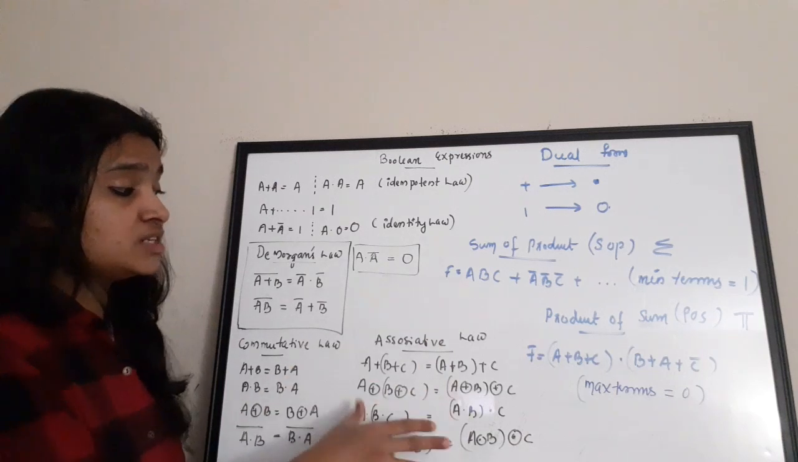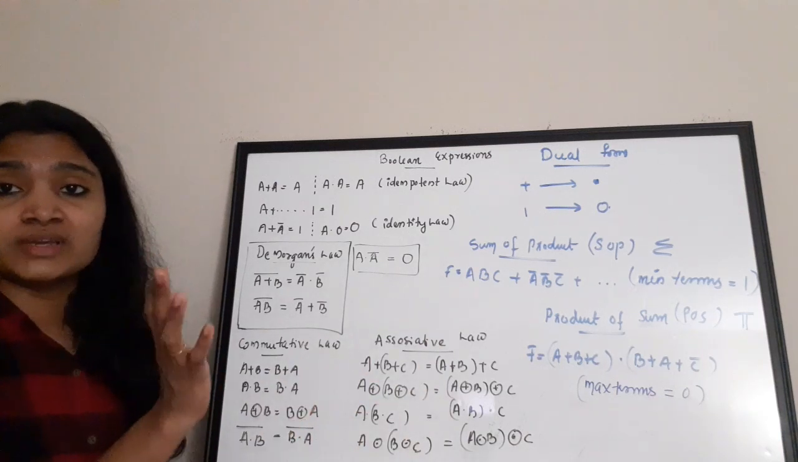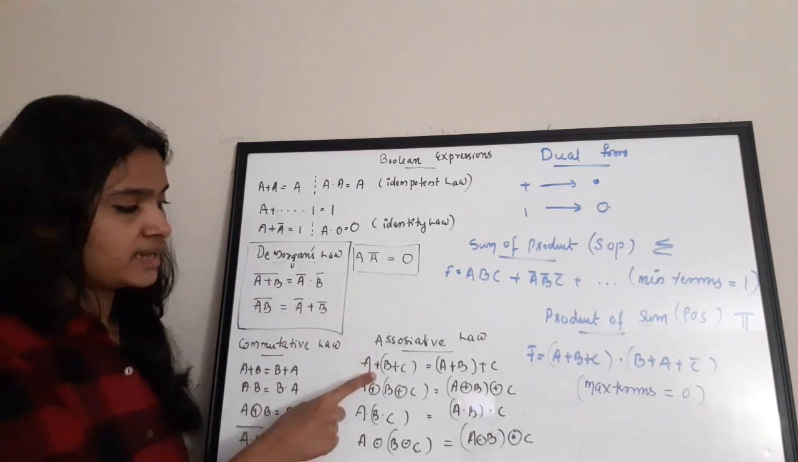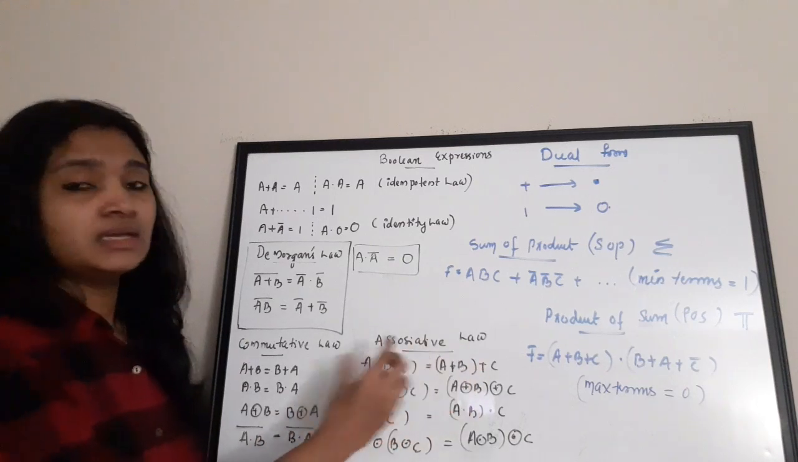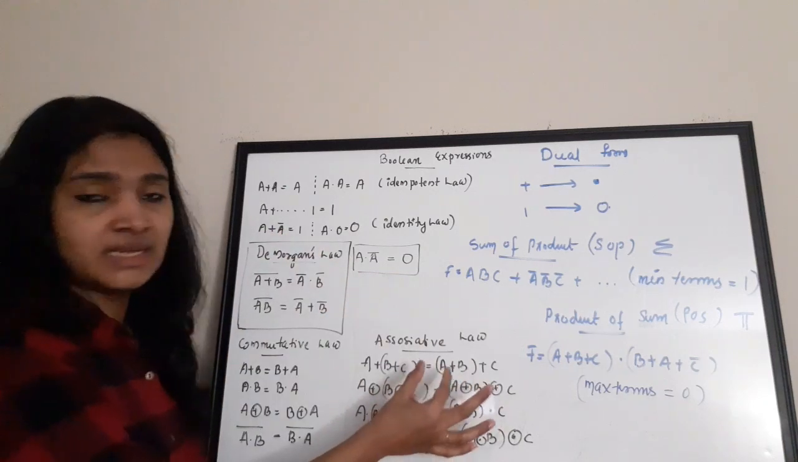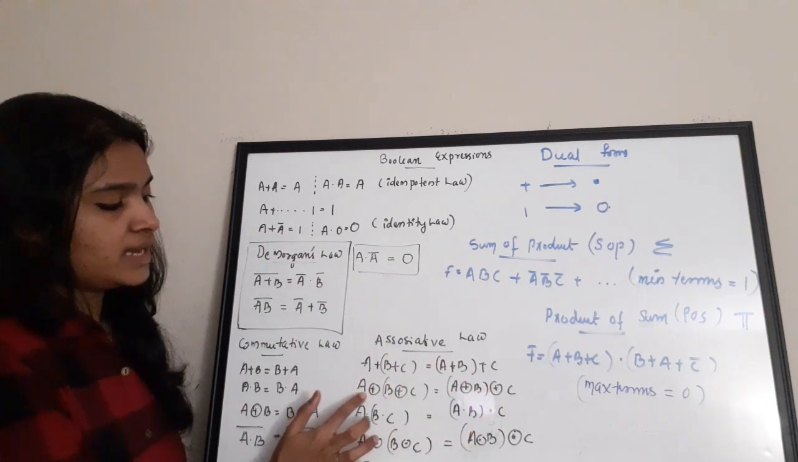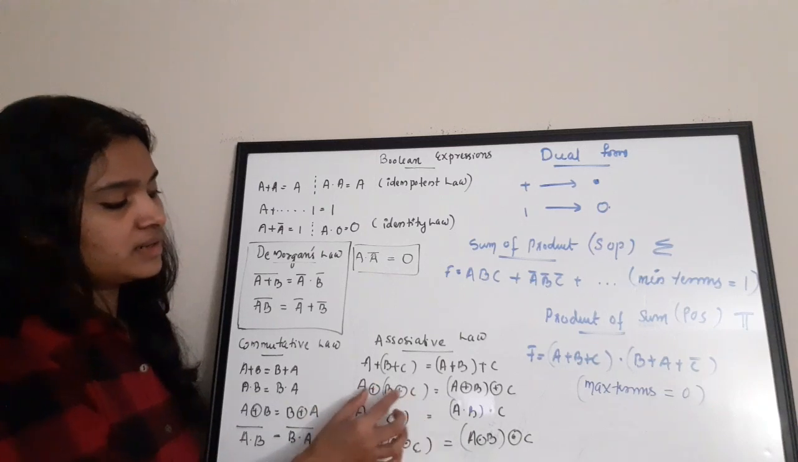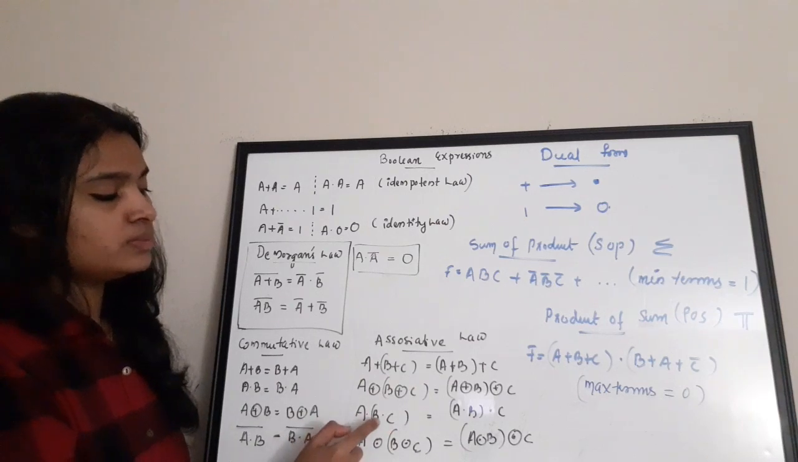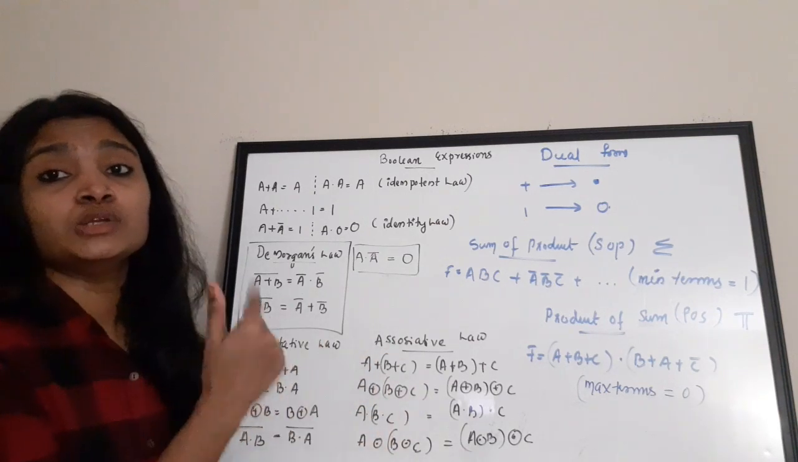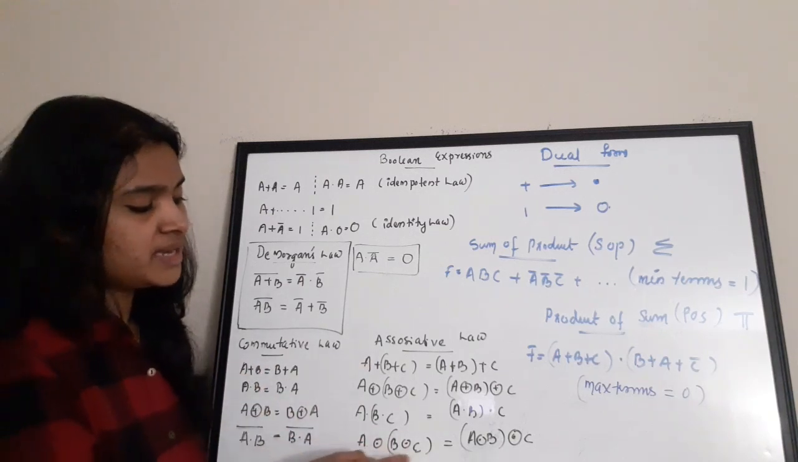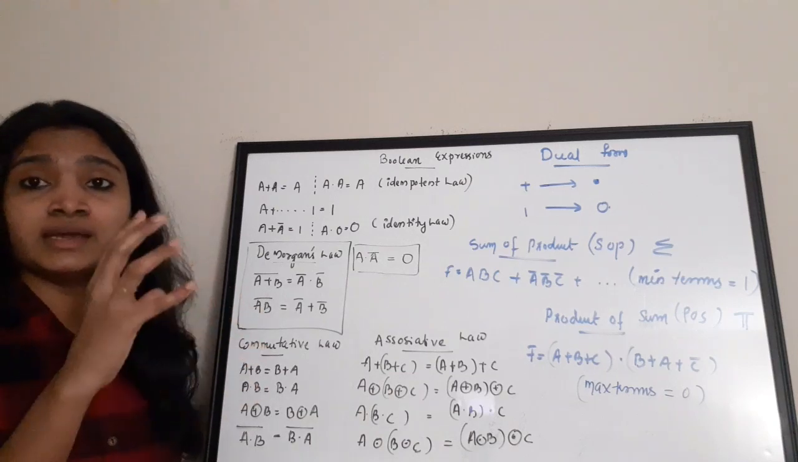Now moving on to the associative laws, this is also very important while simplifying Boolean expressions. If the expression is a plus (b plus c) in brackets, then you can write it as (a plus b) plus c, that is, you can associate a and b now. Similarly for a XOR b XOR c, you can write it as (a XOR b) XOR c. And for product also, a into (b into c), you can write it as (a into b) into c. And for XNOR also, a XNOR (b XNOR c) can be written as (a XNOR b) XNOR c.